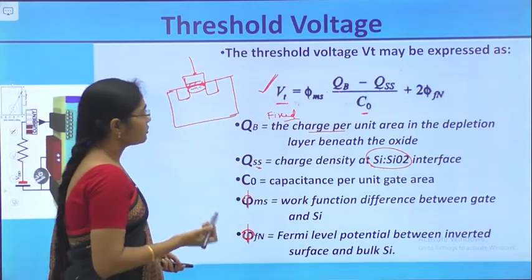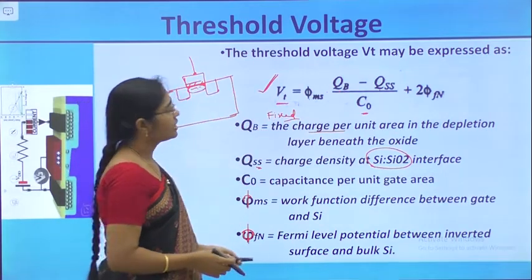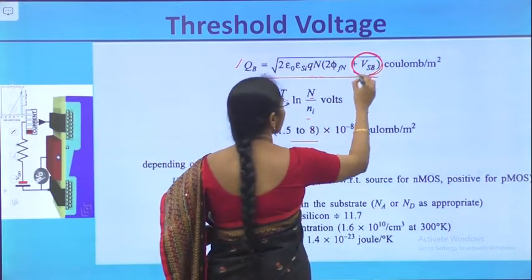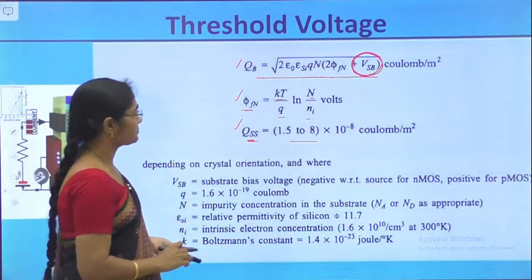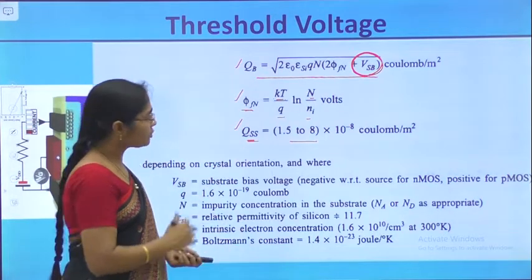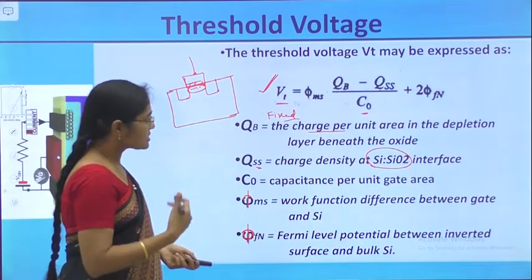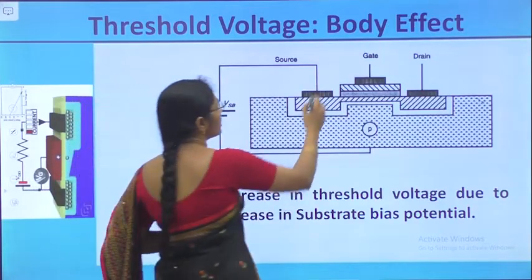But here some variable parameter is there. This Vt is sometimes also changed, due to the change in the VSB, which is the external potential applied outside the fabrication part. Therefore, if VSB changes, QB changes. If QB changes, this Vt changes. That change is defined with the help of an effect called body effect.